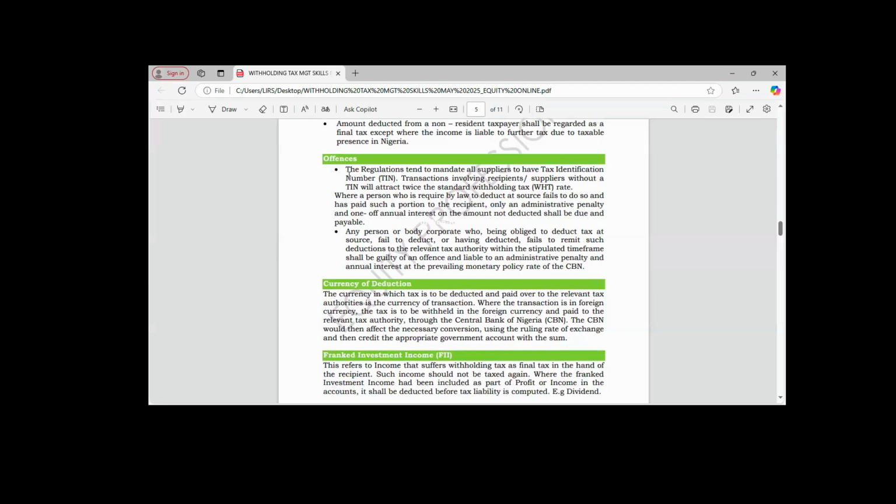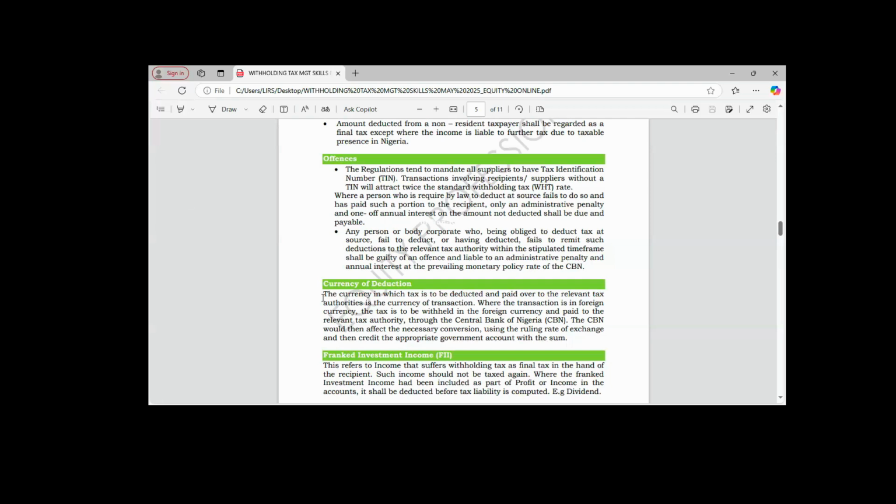So those are the offenses. The first one is: you are supposed to deduct, but you did not deduct. That money you did not deduct, it will not be on your head. It's only the administrative penalty and interest that they are going to charge you. This one now, you deducted, but you refused to remit within the time limit. So you are going to be liable to the payment you deducted. You also pay administrative penalty and interest at the prevailing commercial rate. You get that now? So that is what that information is talking about.